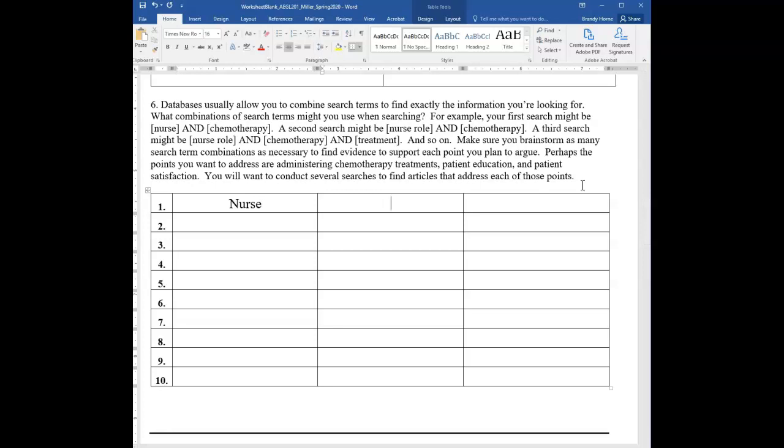So we do nurse in the first search box, and maybe chemotherapy in the second search box, okay? And some of the databases I'm going to show you later, like Academic Search Premier, when you go into that database, it presents you with multiple search boxes, right? And that is to give you the opportunity to combine different search terms to target specific information. You put nurse in the first search box, you put chemotherapy in the second search box, you're telling the database that you want articles that contain both of these concepts, right?